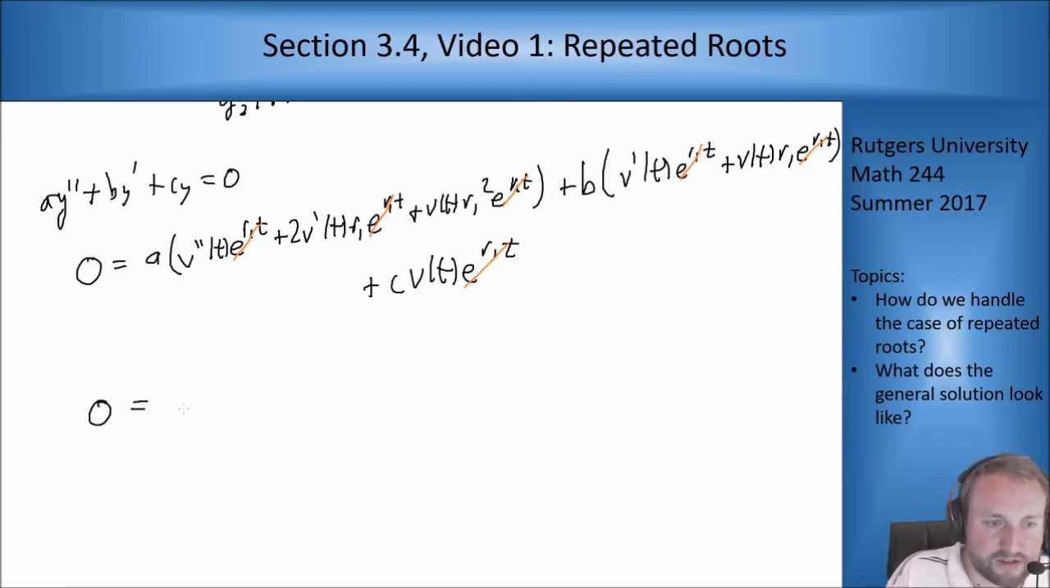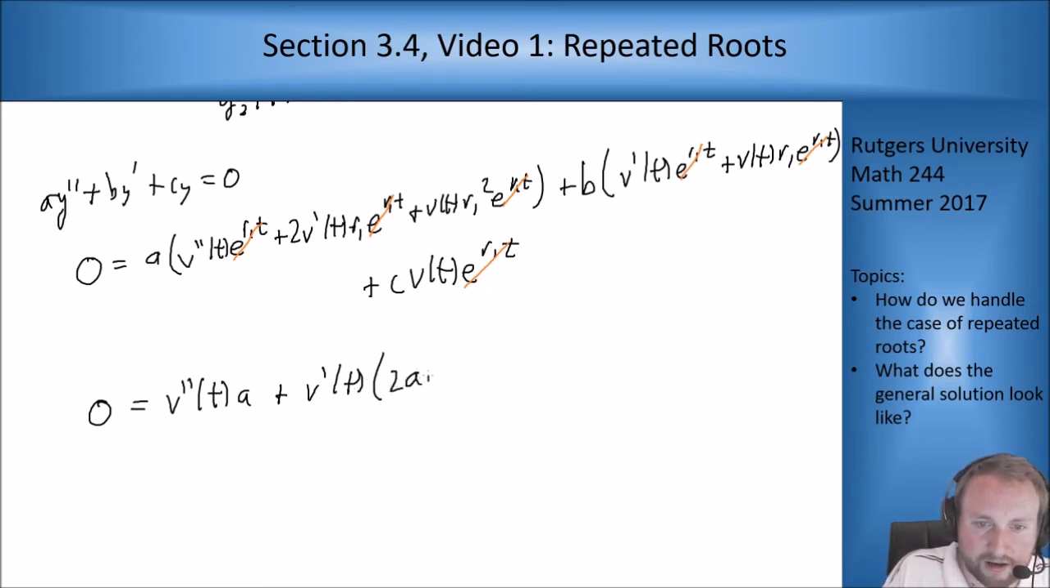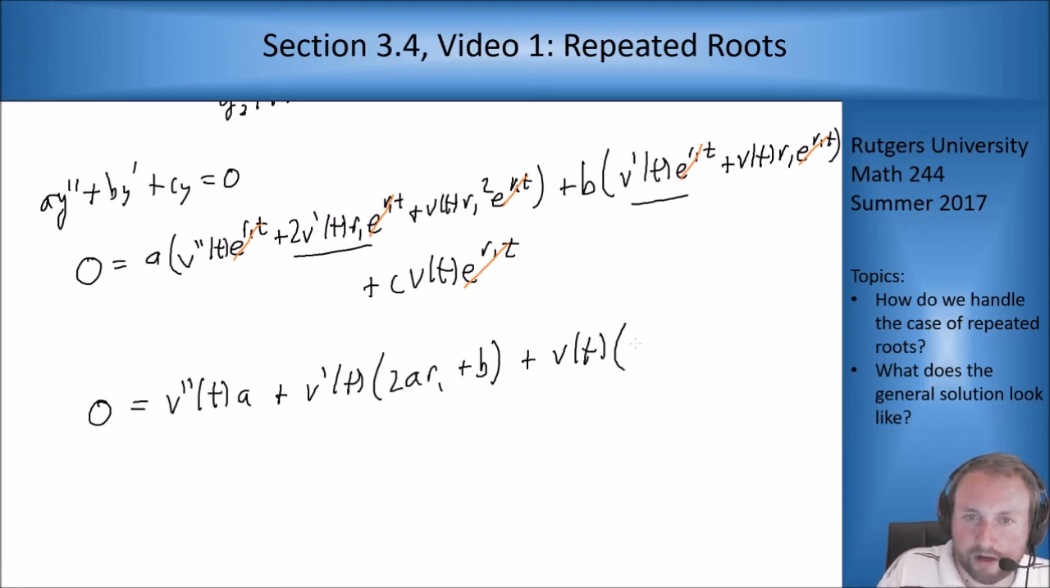So 0 equals V double prime of T, and that only shows up once, and that's why it just has an A next to it, plus a V prime of T. What does that have? That has a 2AR1 plus a B. So the 2AR1 is this term, and the B is this term. And then plus a V of T times what? AR1 squared, that's this first term, plus BR1, that's this term, plus C.